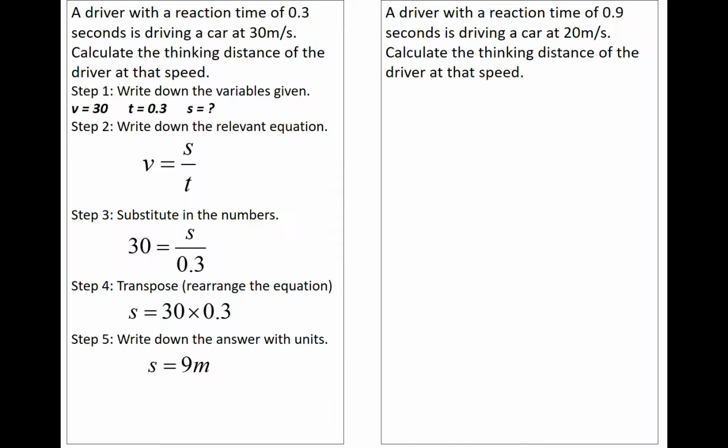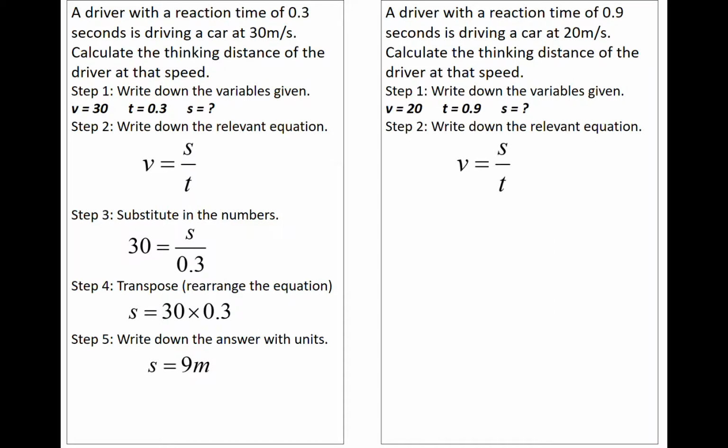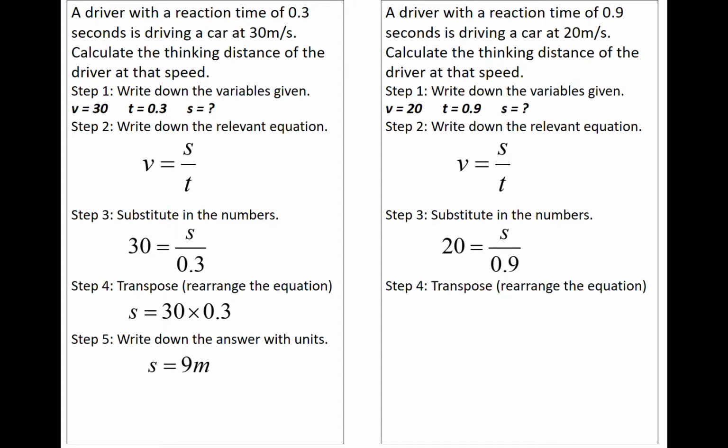Meanwhile, a driver with a reaction time of 0.9 seconds is driving a car at 20 meters per second. Calculate the thinking distance of the driver at that speed. We write down our variables again, write down the equation, substitute in the numbers, and transpose. That is, rearrange the equation. And in this case, we find that the stopping distance will be much greater because the thinking distance is now 18 meters.